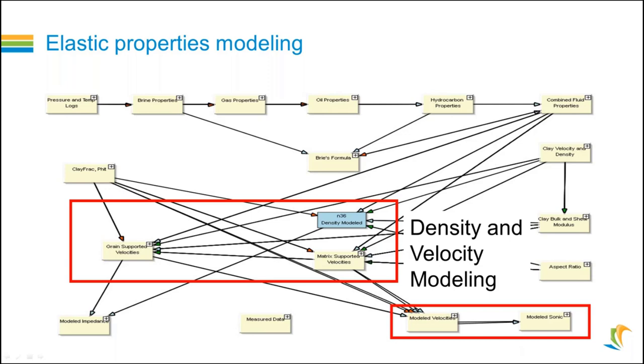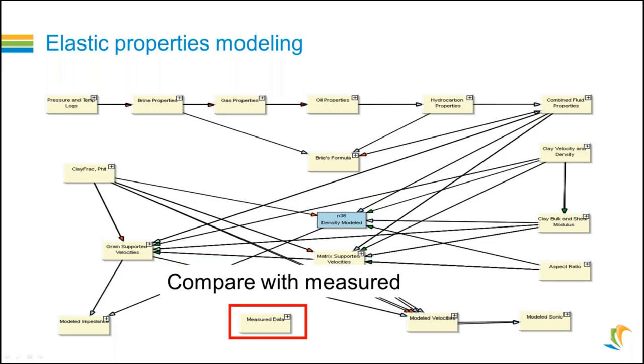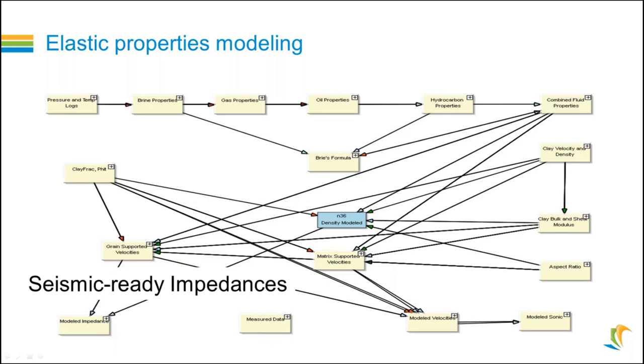And when I'm done with the velocity part, then I can go and compare my modeled sonics with the measured sonics, which is done in this node. And then in the end, I'm going toward the seismic, so I need impedances. So I will calculate impedances from this model's velocity in another node. And then my modeling is finished, and you can see the results here. So here, I just put the final results for you.